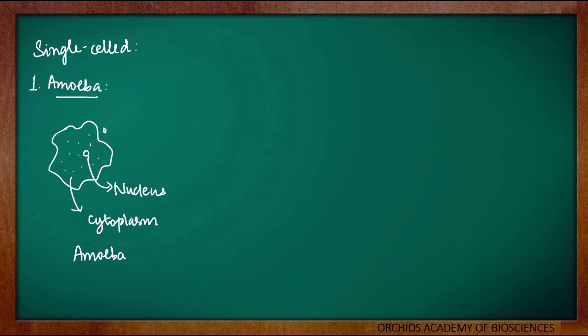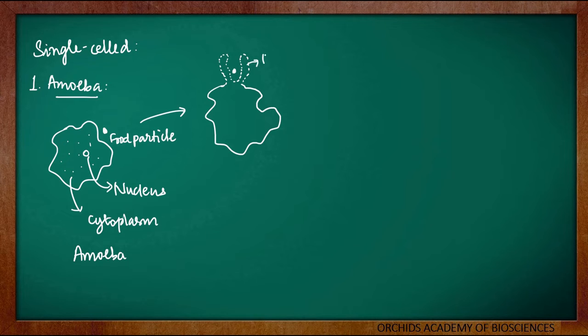Now, if any food particle, let this be the food particle, comes around amoeba, then what happens? Let us see. When any food particles come around amoeba, they show some finger-like projections like this. This is nothing but they spread their cytoplasm around the food particle, and this is called pseudopodia.